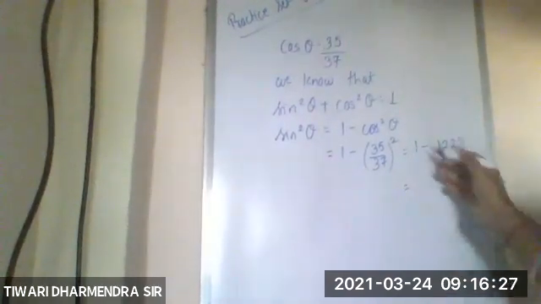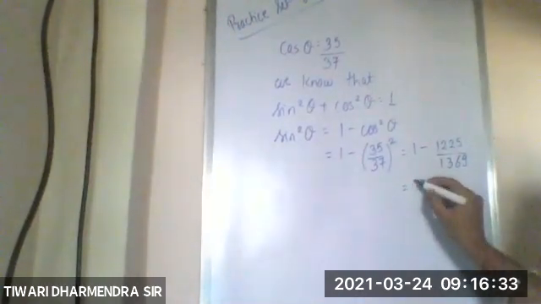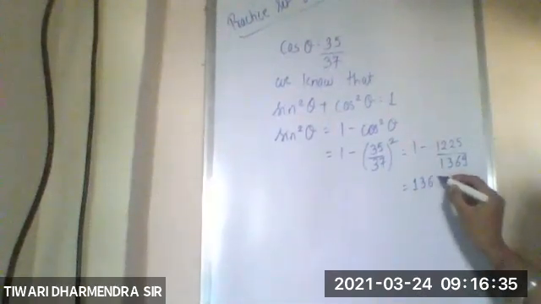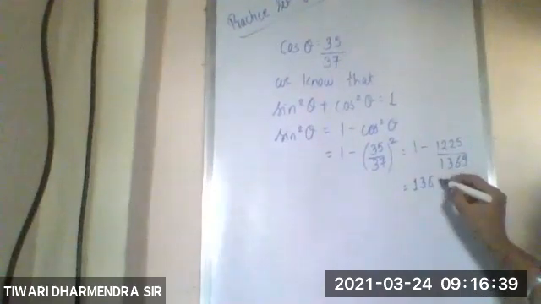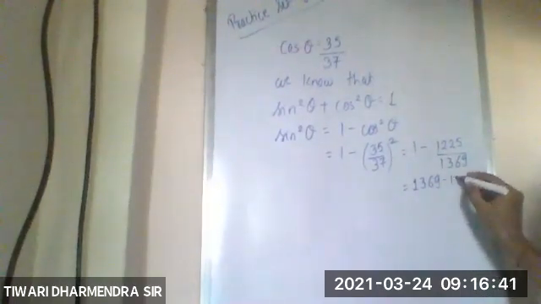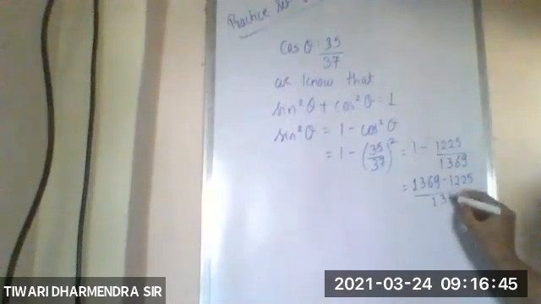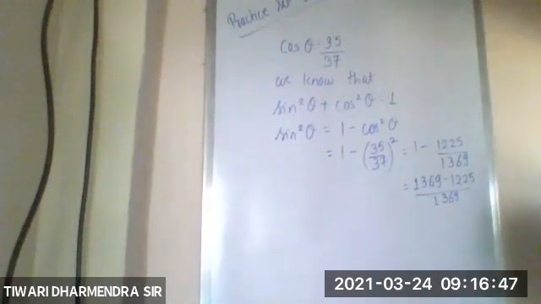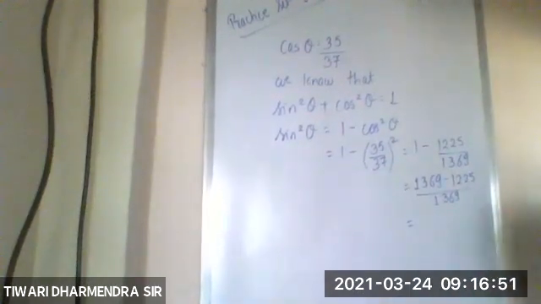As we can see that the denominator is not the same, just do the cross multiplication, or make the denominator the same. So 1369 minus 1225 divided by 1369. When you subtract 1225 from 1369, this is by cross multiplication or by making the denominator the same.